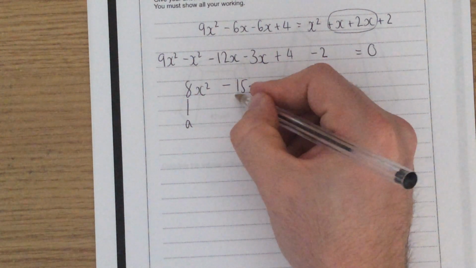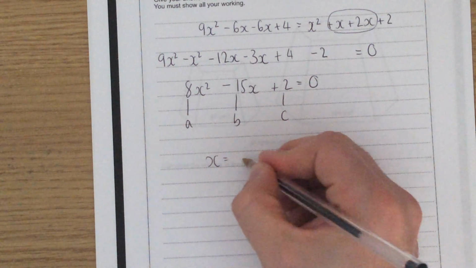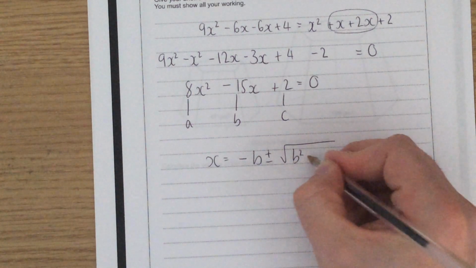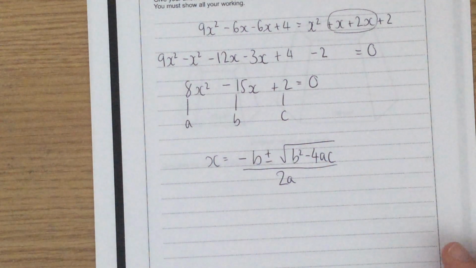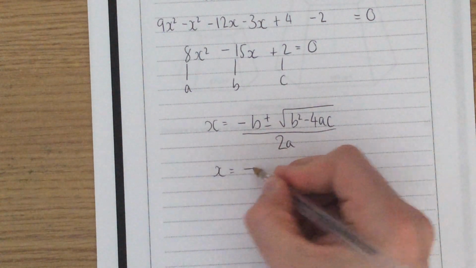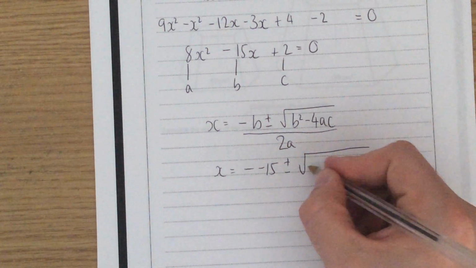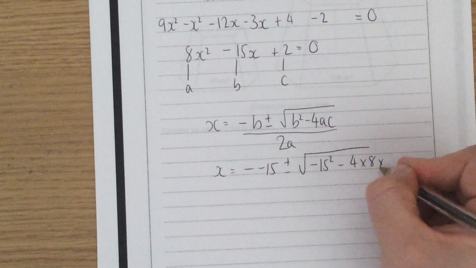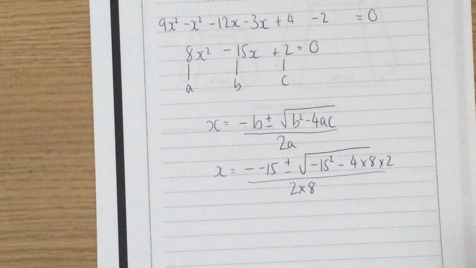So A, B, and C. So I get x equals minus b plus or minus the square root of b squared minus 4ac all divided by 2a. Remember, that is given to you in the paper. So in my case, I get x equals minus 15 plus or minus the square root of minus 15 squared minus 4 times 8 times 2, and then this is all divided by 2 times 8.